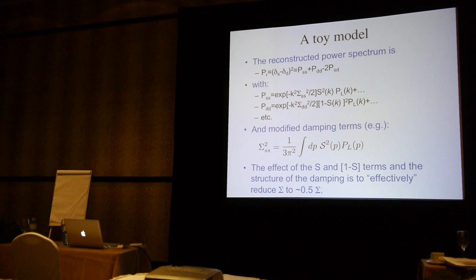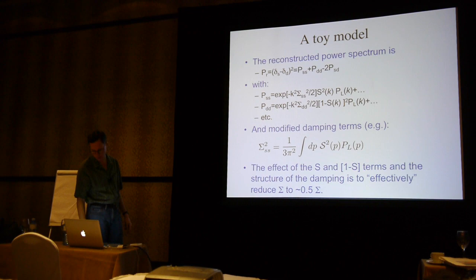And if you just look at this, the effect of the s and the 1 minus s terms, and the way these damping terms come in, right? Now, rather than damping by e to the minus k squared sigma squared, I'm damping by e to the minus k squared sigma ss squared. When I do this integral, s, of course, cuts off at high frequency, right? So these integrals reduce your effective sigma down to a number like half sigma. So that explains why the peak's getting tighter and narrower, right? Because these damping terms have been reduced. The smearing that's coming in has been reduced.